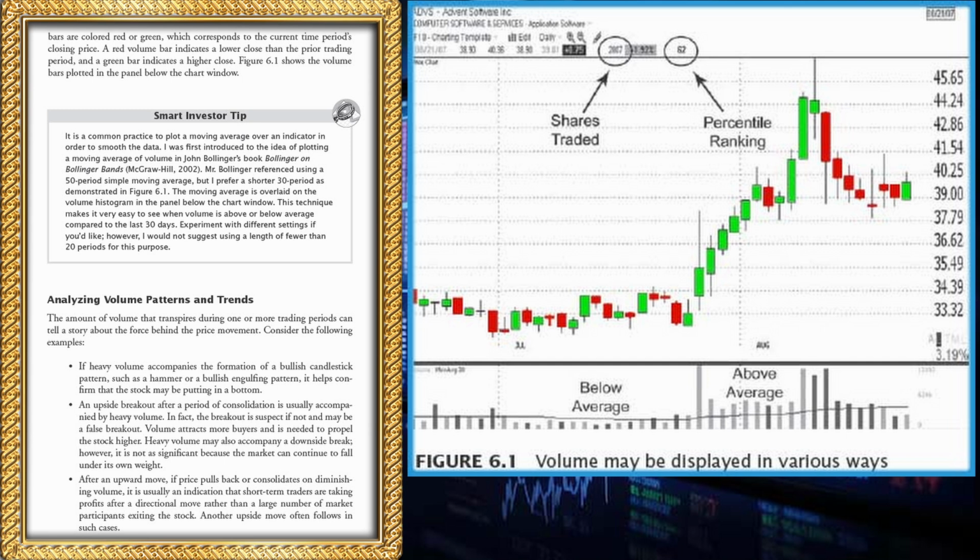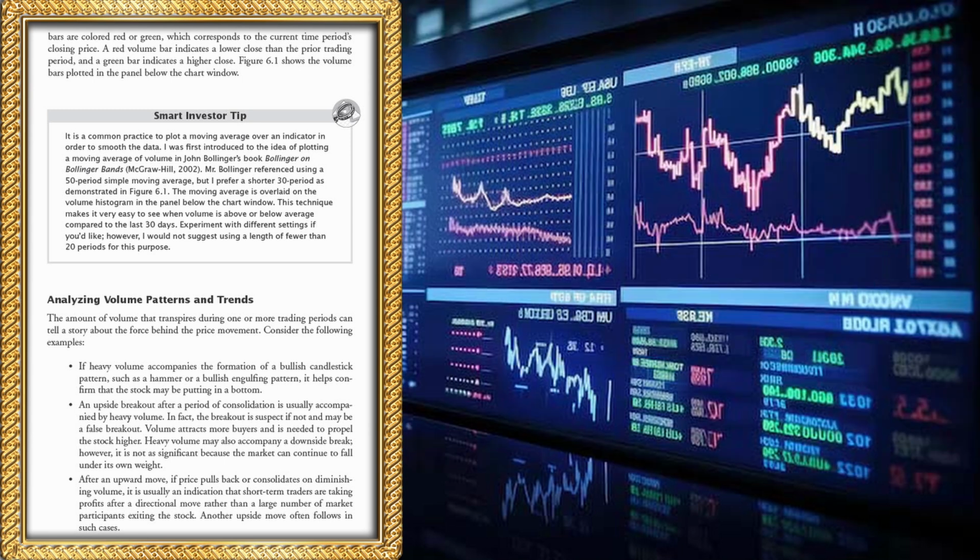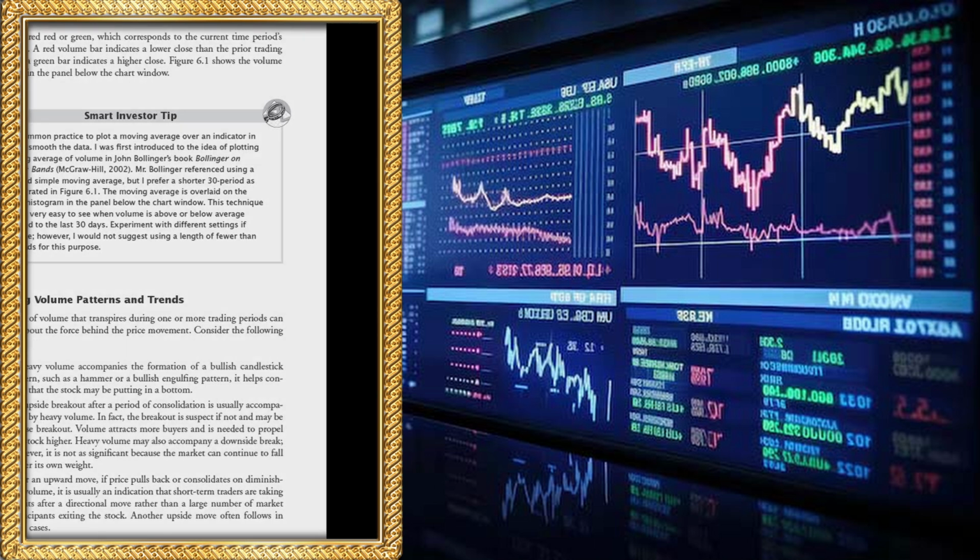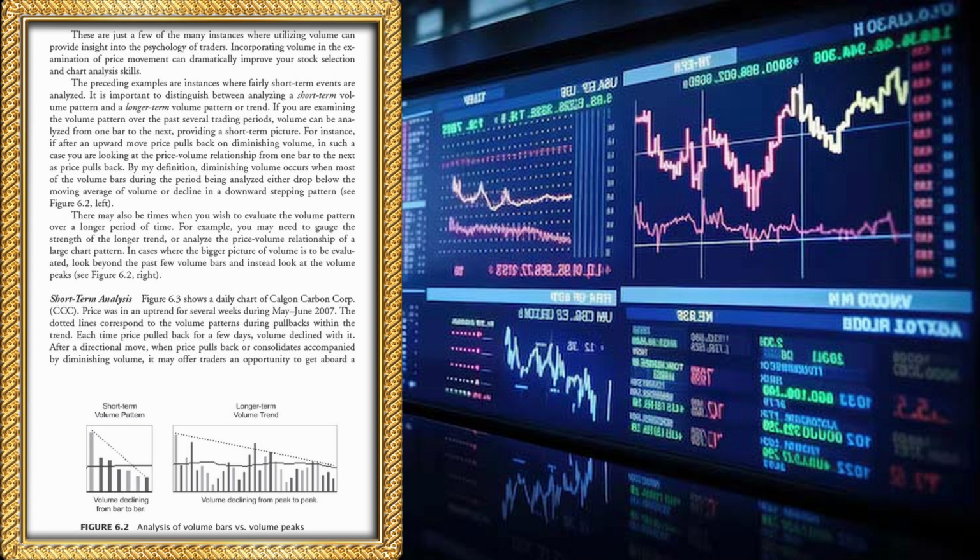After an upward move, if price pulls back or consolidates on diminishing volume, it is usually an indication that short-term traders are taking profits after a directional move, rather than a large number of market participants exiting the stock. Another upside move often follows in such cases. These are just a few of the many instances where utilizing volume can provide insight into the psychology of traders. Incorporating volume in the examination of price movement can dramatically improve your stock selection and chart analysis skills.